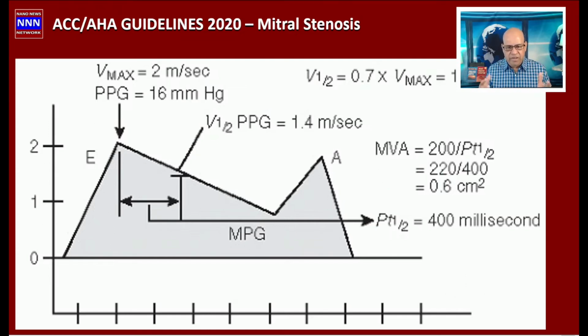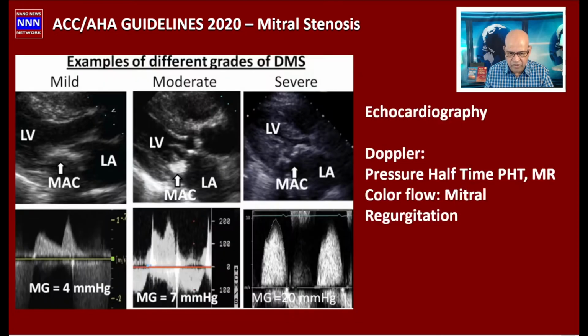everybody else, we just remember they give you all the report in the chart and tell us how significant that mitral stenosis is. So getting back to the echocardiography, we measure the pressure half time, and we also look for mitral regurgitation using color Doppler, or even continuous wave Doppler.